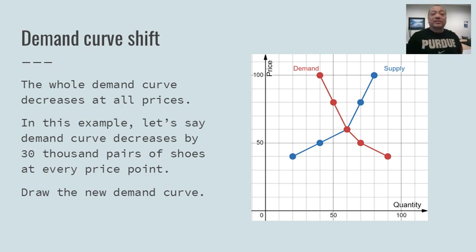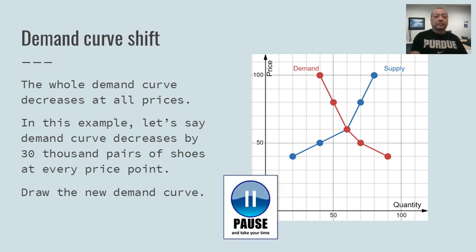In this example, let's say the decrease is by 30,000 pairs of shoes. At every price level, the demand decreases by 30,000. Go ahead and draw the new demand curve. Look carefully for which way to move when quantity decreases. Press pause and come back when you're done.